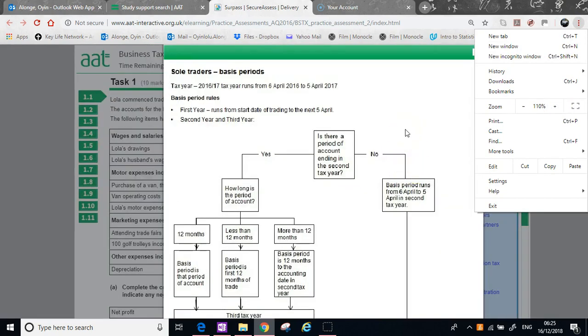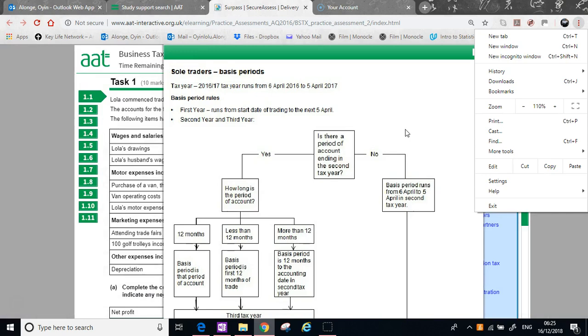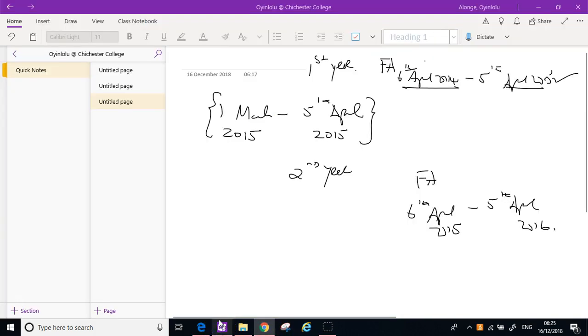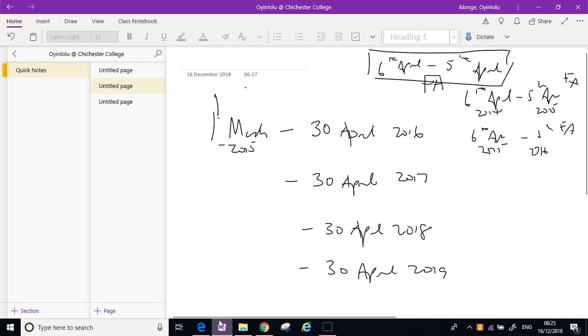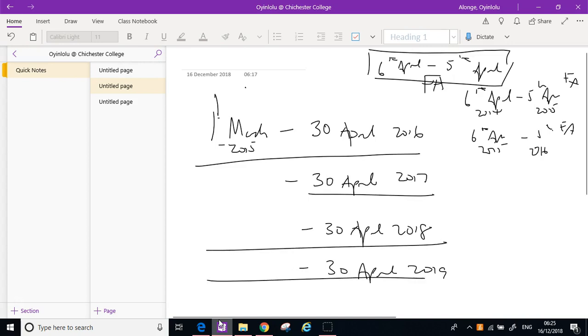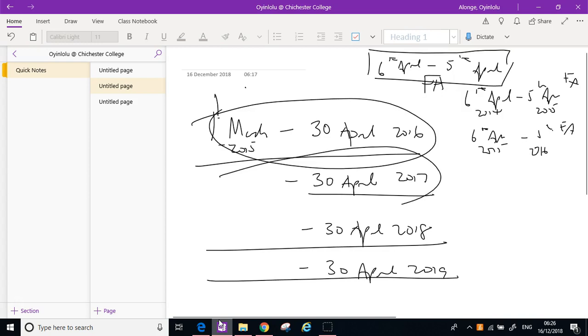This says here that the first year runs from the start date of trading to the next 5th of April. We've done that. Now, the second year, let's ask the question: is there a period of account? When we say, is there a period of account, this is her period of account, what she's doing here. The accounts prep, her accounting year end. That's the meaning of the term period of account.